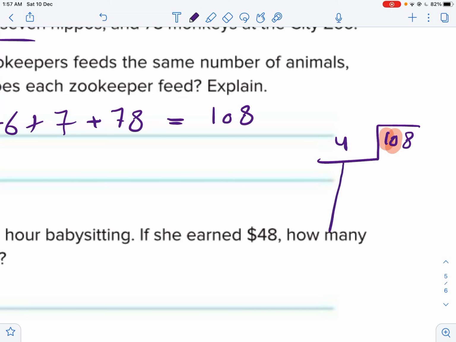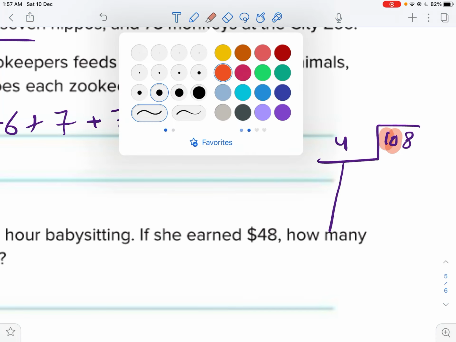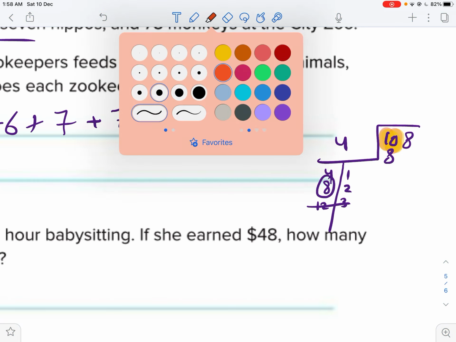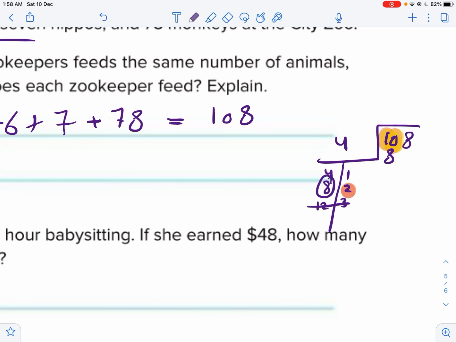Let's look for the 10. I'm sorry, I'm supposed to highlight that in yellow, just like we saw before. We're going to look for the 10. 1 times 4 is 4, 2 times 4 is 8, 3 times 4 is 12. No, the 12 is bigger than the 10, so I can't take it. I will take the 8. So the 8, I will write it here. And the hero this time was the 2. I will write it up here.